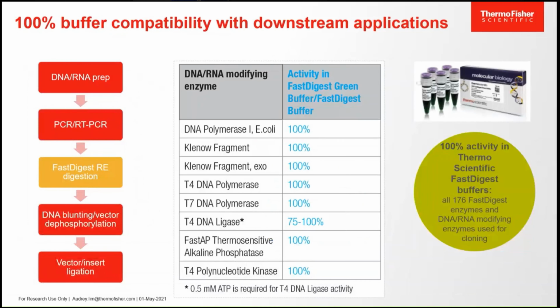As mentioned previously, FastDigest RE are 100% compatible with downstream applications, such as DNA modification. Here we show that all the typical modifying enzymes used for DNA blunting, vector dephosphorylation, and DNA ligation are 100% active in the FastDigest buffer.